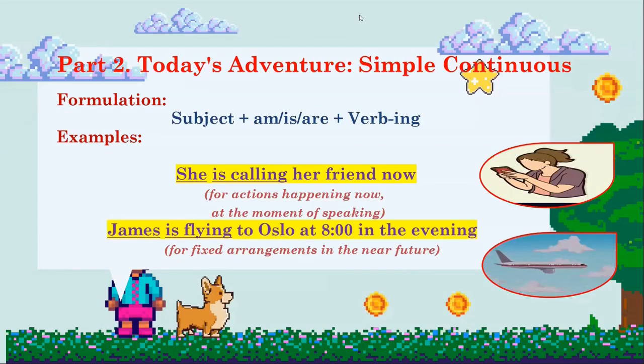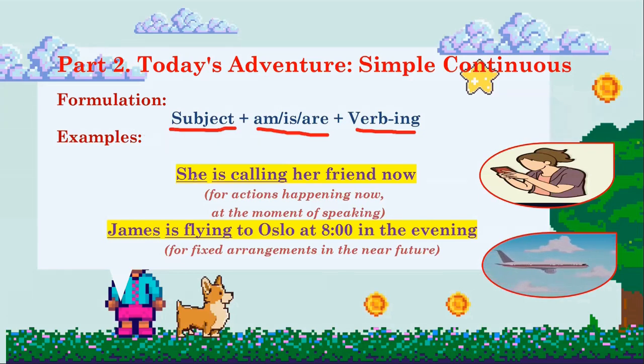For this slide, we will focus on the form of the present continuous tense. The sentence will start with the subject, followed by the verb to be, is or are, and include the main verb with ing at the end. So right now, let's look at some examples.